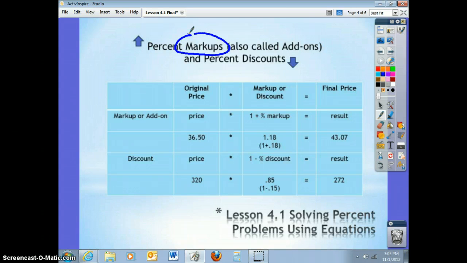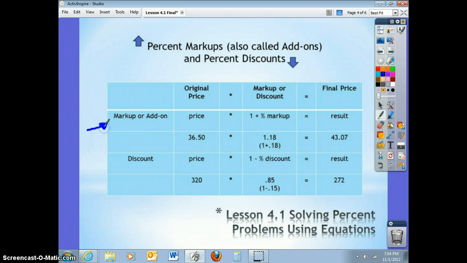Or you might be purchasing something and before it's taxed, it might go on sale, and that would be a discount. So let's say something got discounted and then it got taxed. You could have both a markup, the tax, and a discount, the sale price. First, let's look at them each independently. So let's look at if something got marked up.